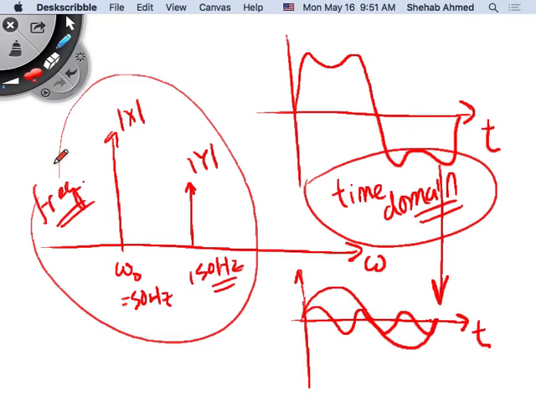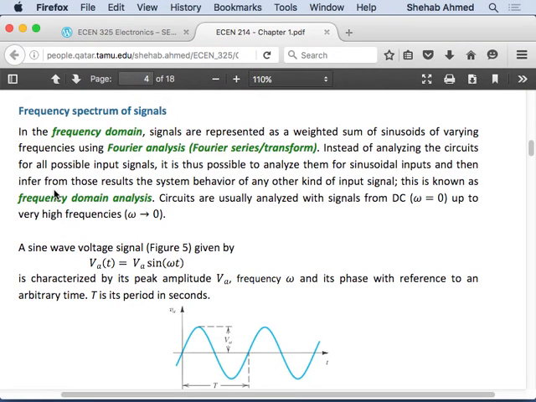Okay? So the amplifiers that we have to design, we will design in both time domain and frequency domain, because it's easier to design them in frequency domain, right? And then you can look at their time domain response, and we will have an example here that does both. So you analyze the system in frequency domain, and then look at what happens to a signal in the time domain. So this is the differentiation between the two.